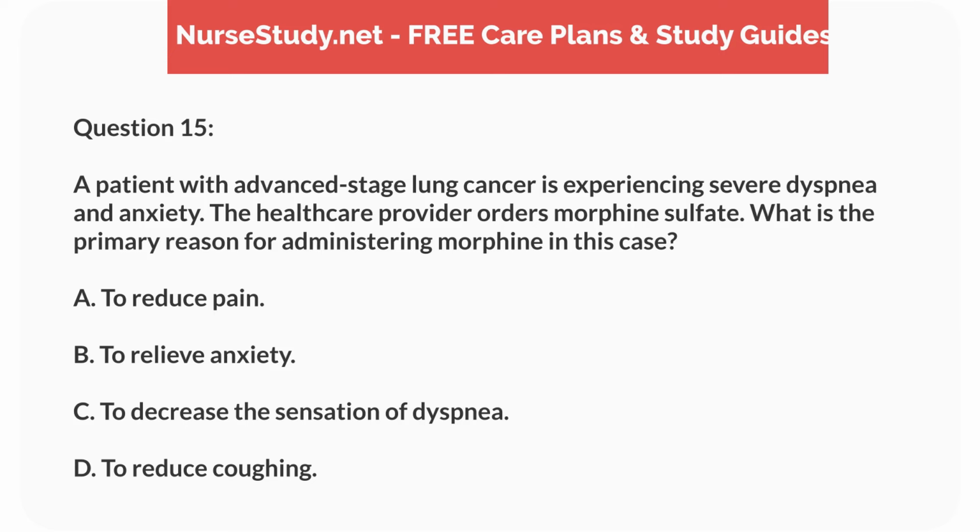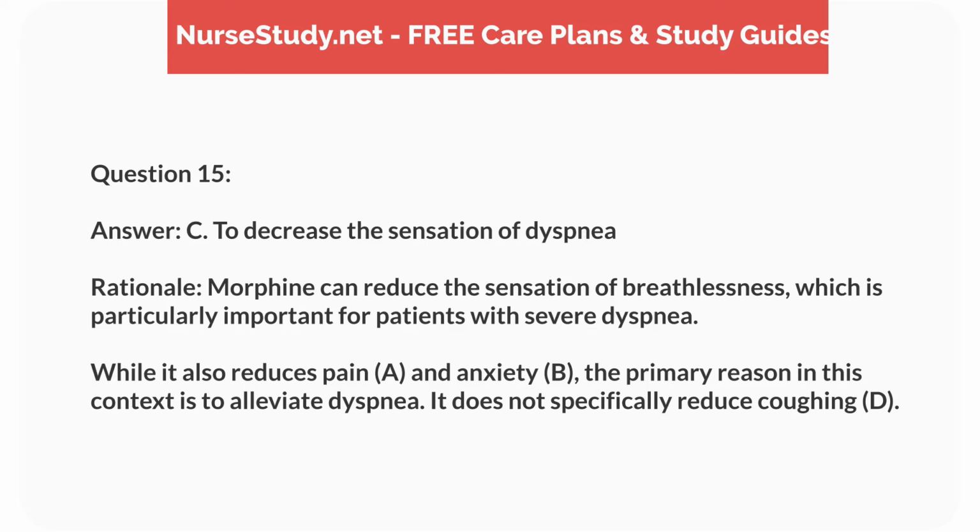Question 15. A patient with advanced stage lung cancer is experiencing severe dyspnea and anxiety. The healthcare provider orders morphine sulfate. What is the primary reason for administering morphine in this case? A. To reduce pain. B. To relieve anxiety. C. To decrease the sensation of dyspnea. D. To reduce coughing. Answer. C. To decrease the sensation of dyspnea.